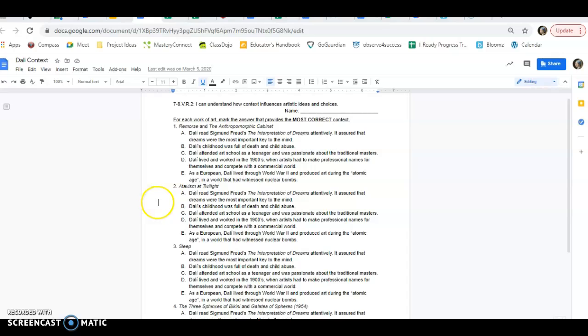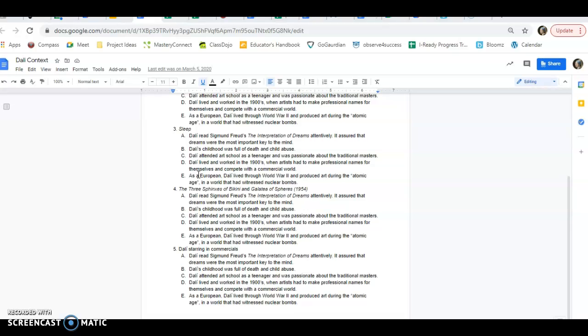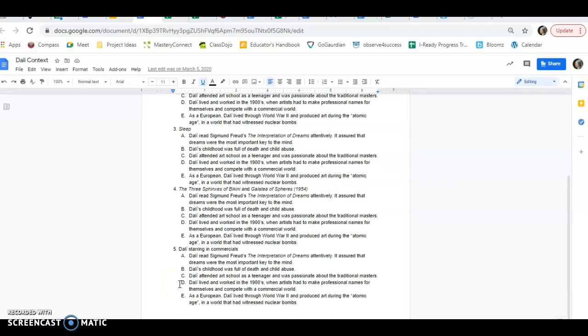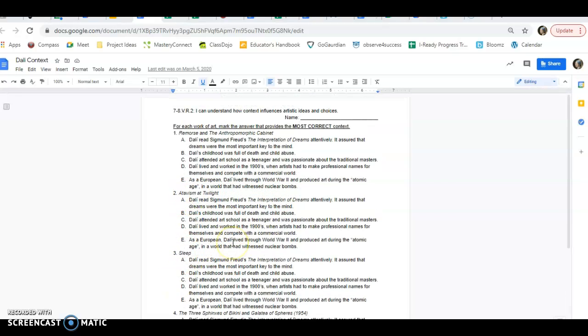Whether you're a distance learner who got it from their bag, or whether you're one of my Thursday students and I gave it to you on Tuesday, you should have this worksheet. You'll notice that there are 5 questions, 1, 2, 3, 4, 5, and each of them have the name of an artwork, except for this last one that says Dali starring in commercials.